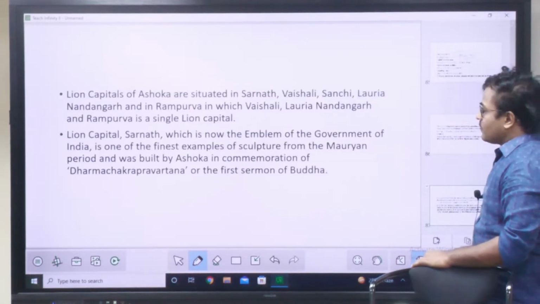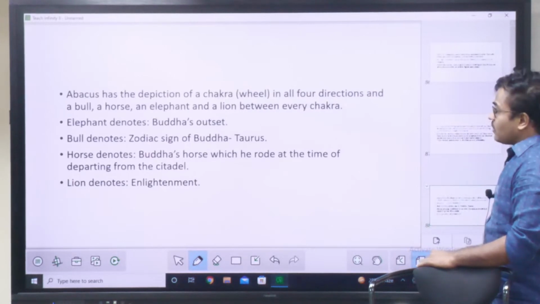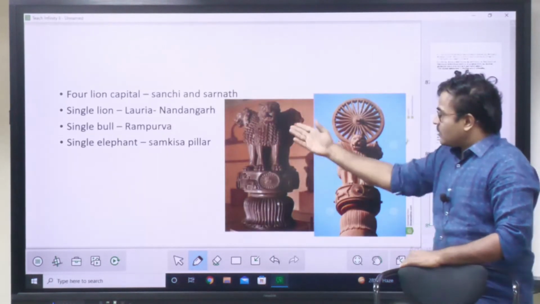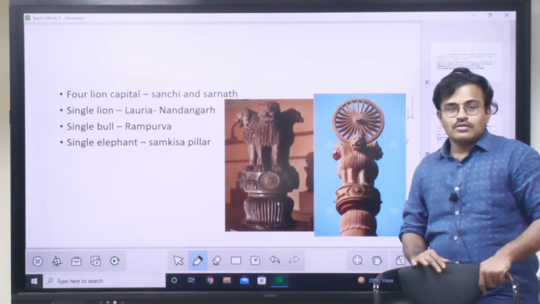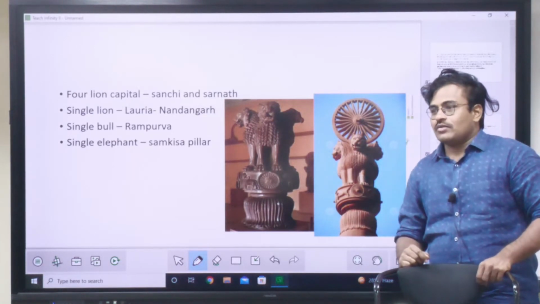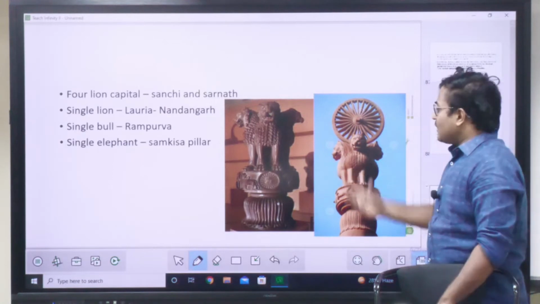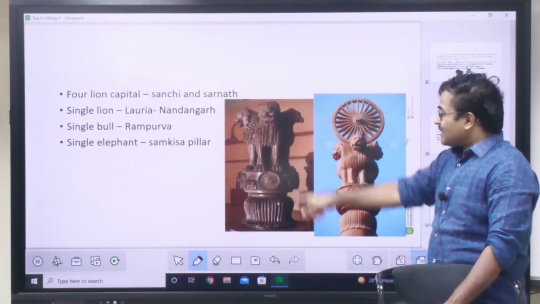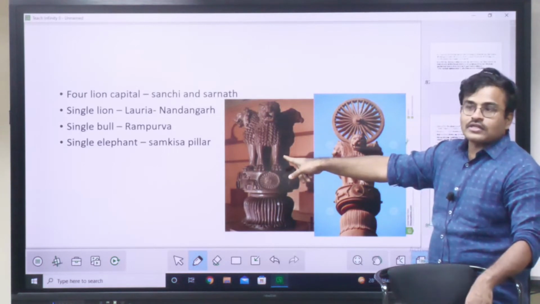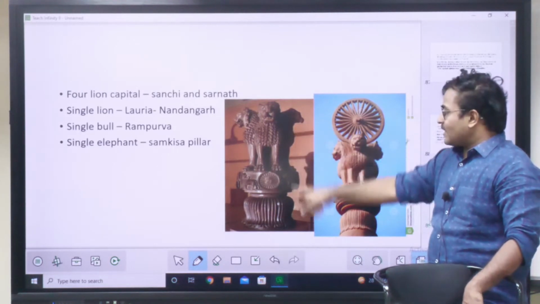Let's see the image of this lion. Are lions present in this format anywhere? Are they realistic depictions? They are idealized lions, right? They are not realistic. So they are idealized depictions. This is the famous Sarnath pillar. This is done in buff grey sandstone.